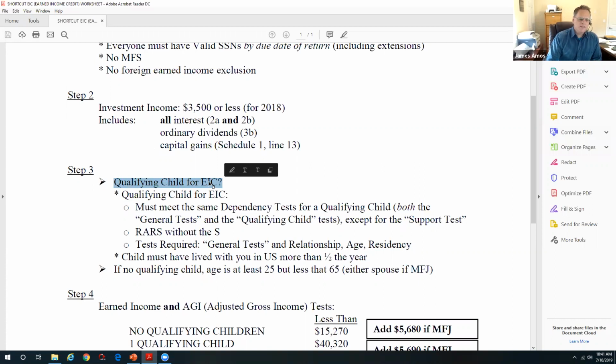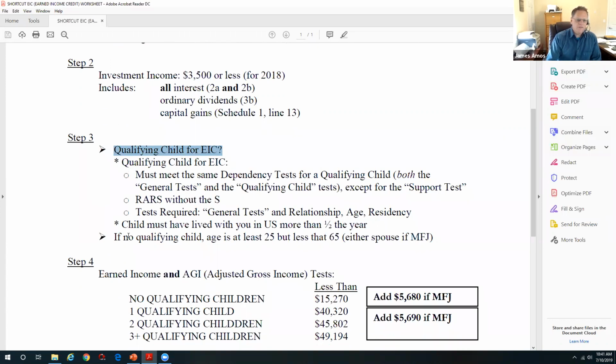Okay, so that's if you have a qualifying child. So step 3 is to determine if I have a qualifying child. That's what step 3 is about. Now, what if I don't have a qualifying child? Could I still possibly get EIC? Yes, and that's where you go to this line right there.